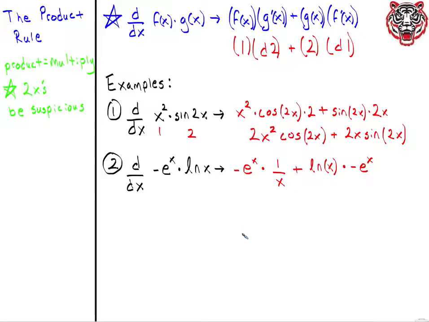Wait, I don't get the negative e to the x on the last one. Wouldn't it just be times 1? Let me make sure I understand your question. You're talking about this part right here. Yeah. Why is that negative e to the x and not just 1?